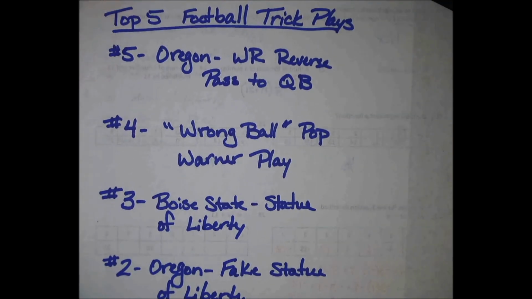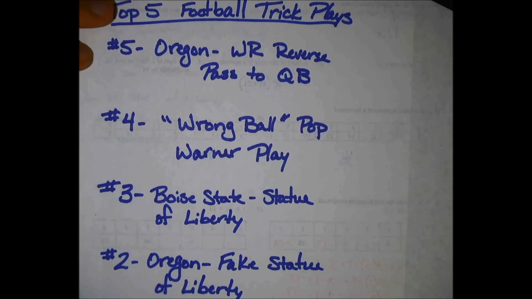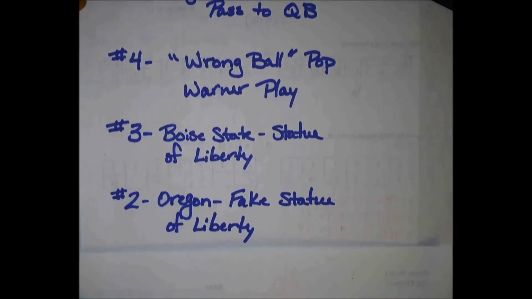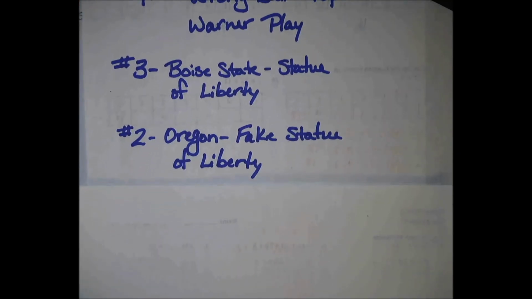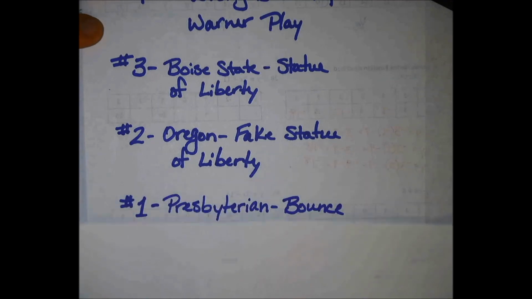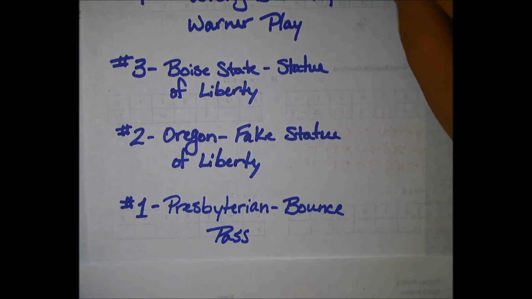All right, we are on the last video of this section. So we have the top 5 football trick plays. Number 5 was the Oregon wide receiver reverse pass to the quarterback. Number 4, the wrong ball play. Number 3, the Statue of Liberty. Number 2, the fake Statue of Liberty. And we're going to round off our top 5 countdown with the Presbyterian bounce pass. I hope you enjoy, and good luck on the review and test for this unit.